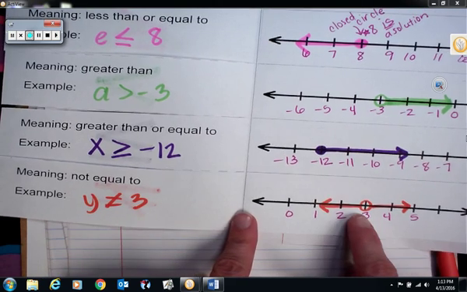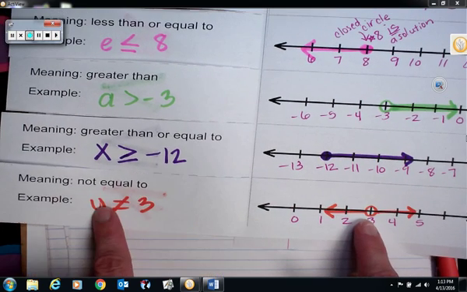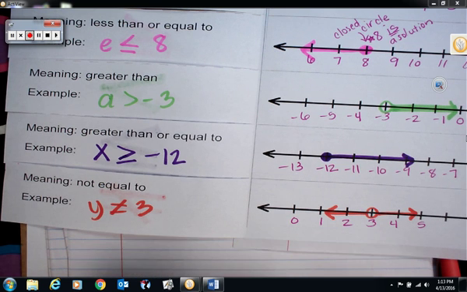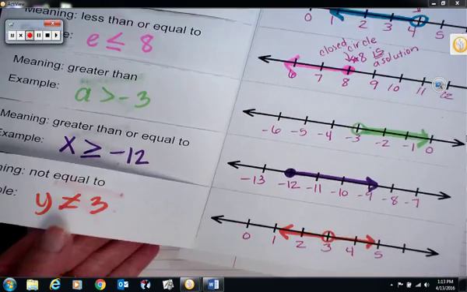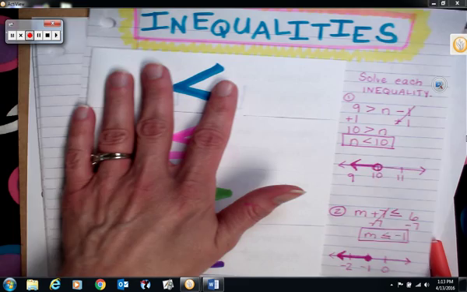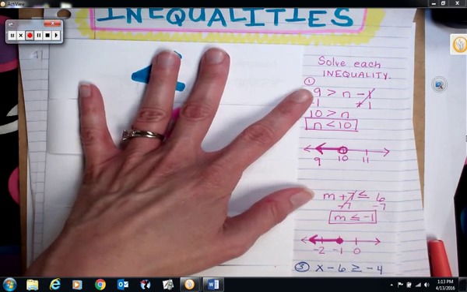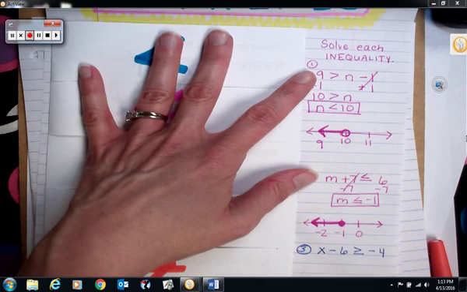Then I have not equal to. So if y is not equal to 3, I'm going to put an open circle on 3 because 3 cannot be a solution, but anything to the right and anything to the left could be a solution for y. So if I want to look at examples of solving inequalities, numbers 1 and 2 are examples we solved in class today. And then let's look at a third example.